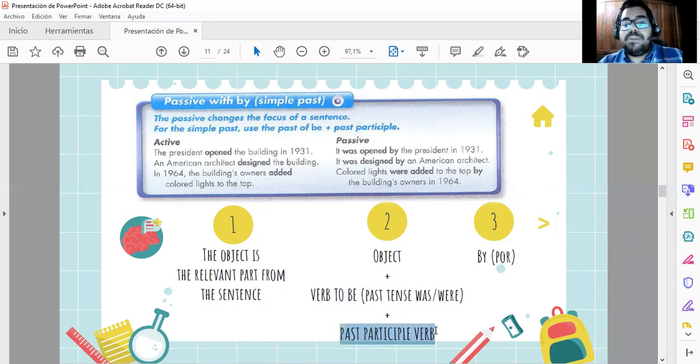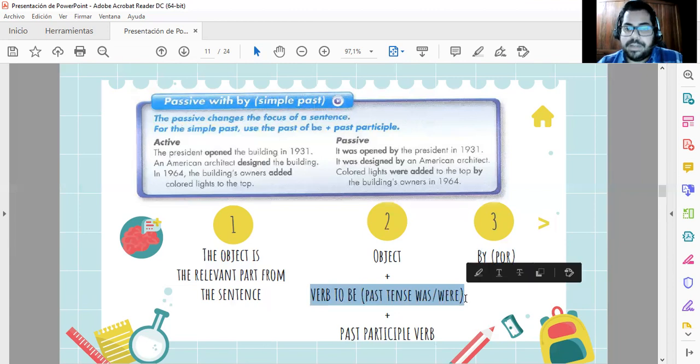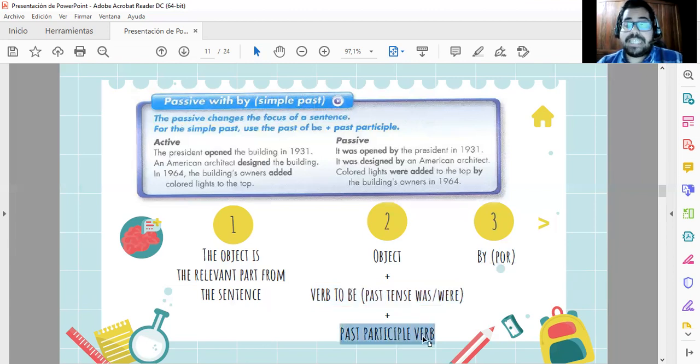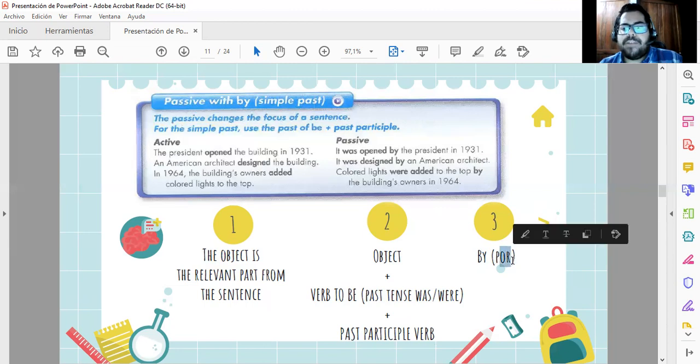The past participle of the verbs. Teacher, past participle was the third column, right? Yes, the third column of the verbs, guys. Take a look. Okay, teacher, so we need the object, we need the verb to be in past tense, was or were, and we need the past participle of the verb. Yes, and then, guys, we need a by, okay? Here you have what is by, right?